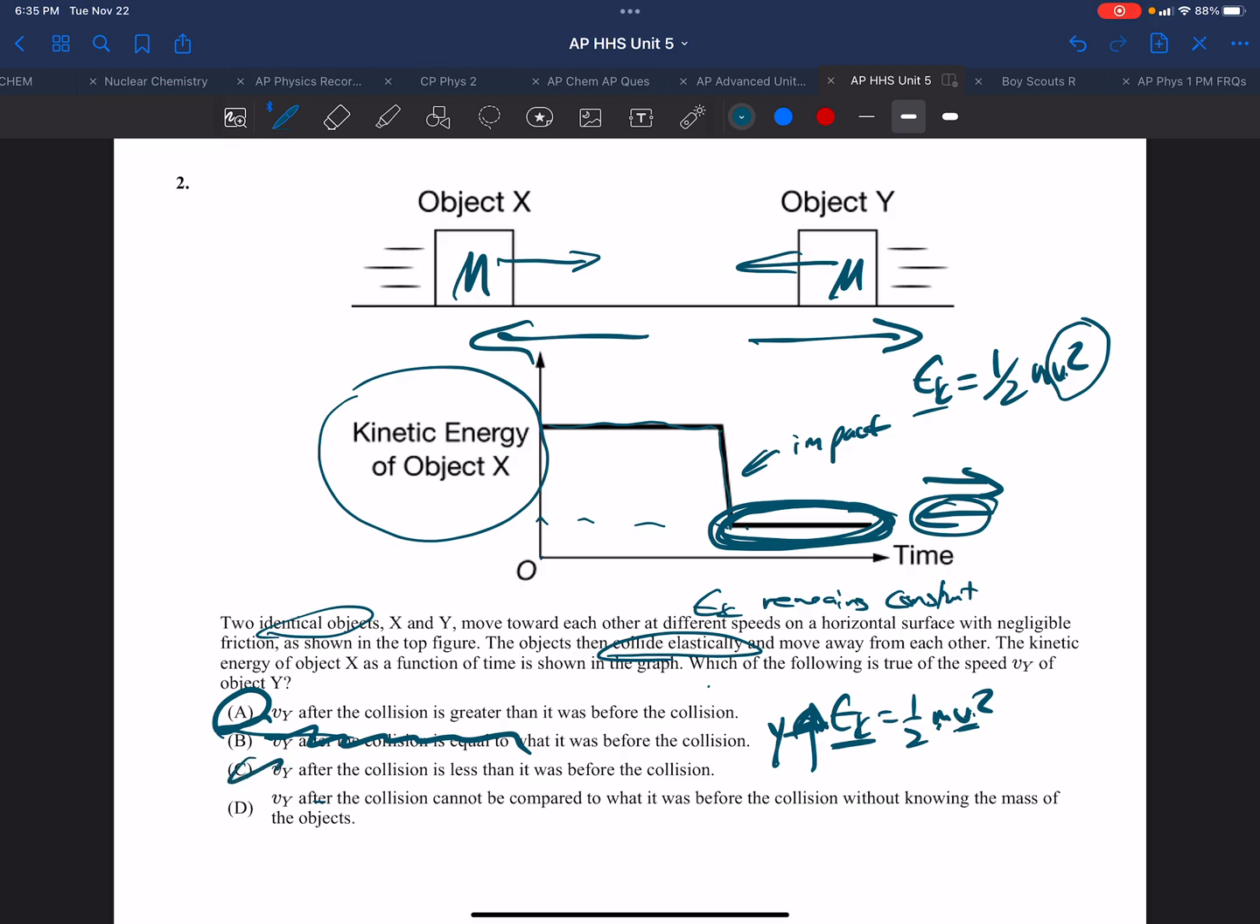Is less, that would be even lower. Cannot be compared without knowing the mass of the objects, and that is false because the masses are the same. So we're clearly at choice A.